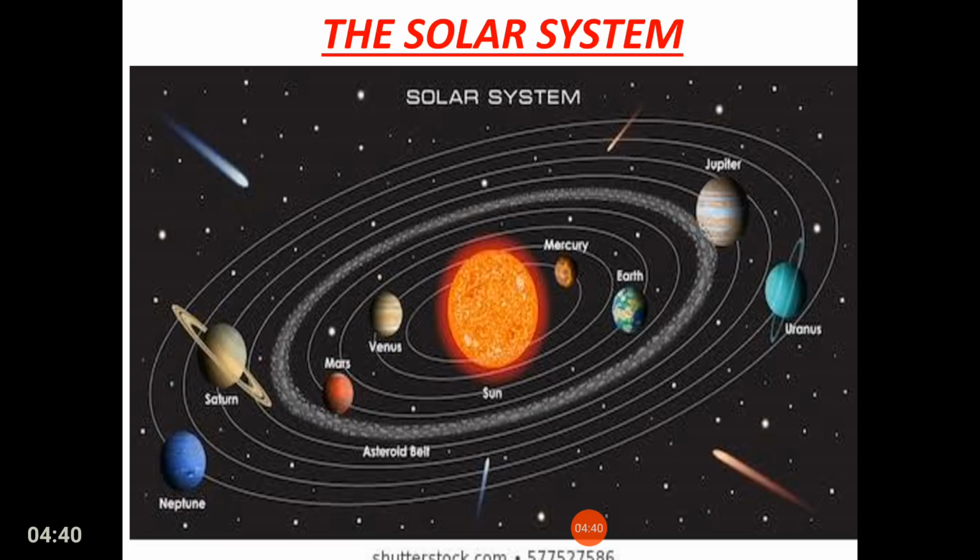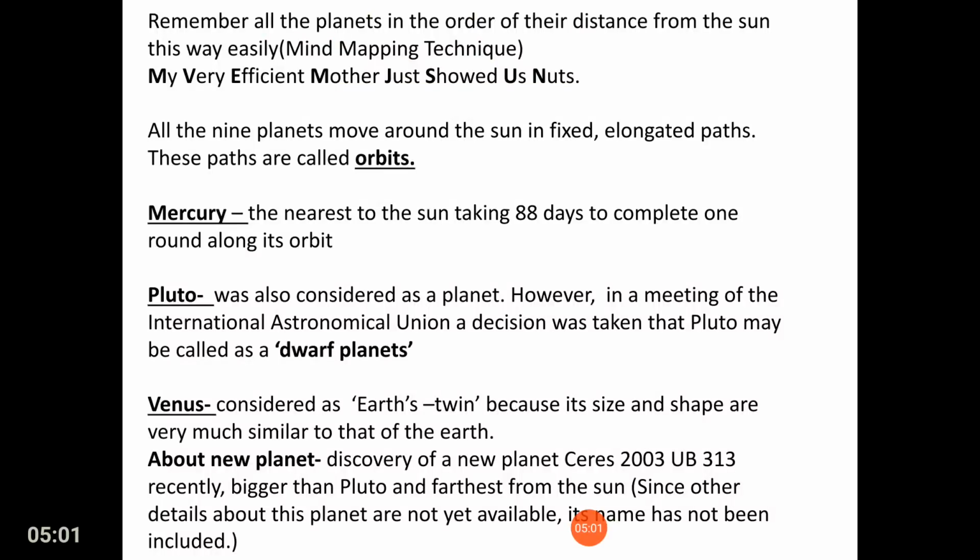Now here you can see the shape of the orbit, how exactly it is. It is not circular, but an elliptical path. It is an elongated path, okay. So the orbit of a planet is nothing but the path on which the planet continuously revolves around the Sun in the solar system, fine. Now, how to remember this particular sequence of planets from the Sun?